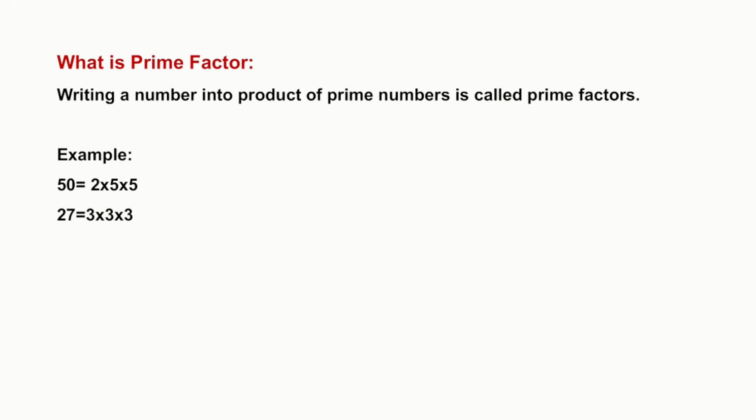So what is a prime factor? Writing a number as a product of prime numbers is called the prime factor. For example, 50 is written as 2 times 5 times 5, where 2 and 5 both are prime numbers, and 27 is written as 3 times 3 times 3, where 3 is a prime number. So we are writing the number in the form of a product of prime numbers.